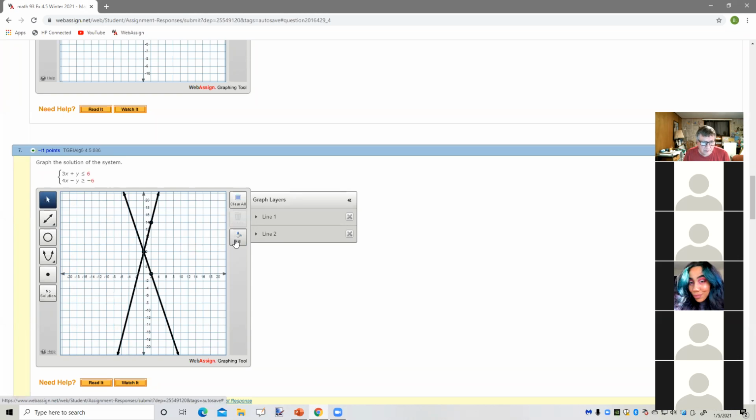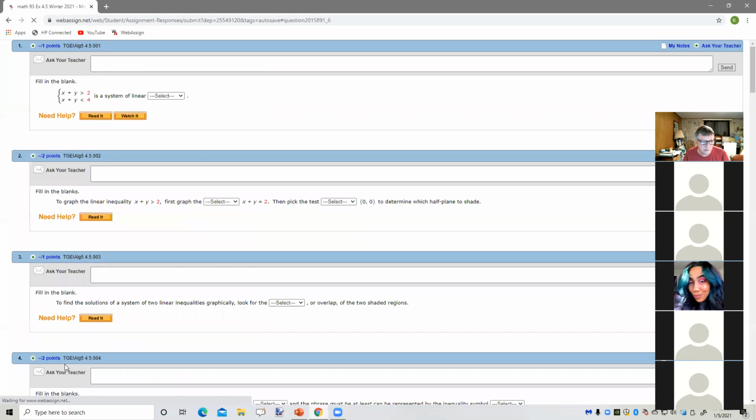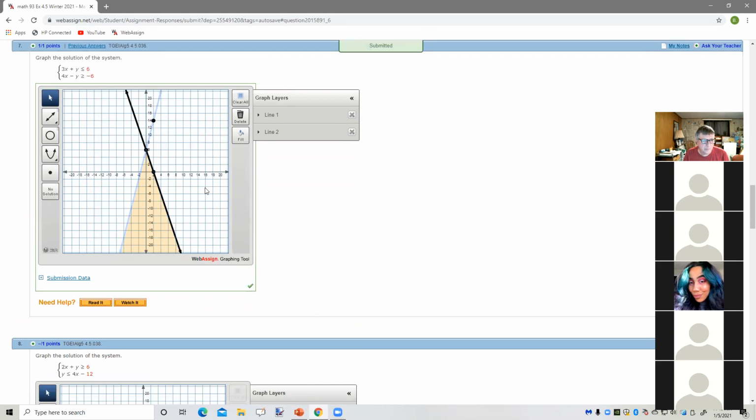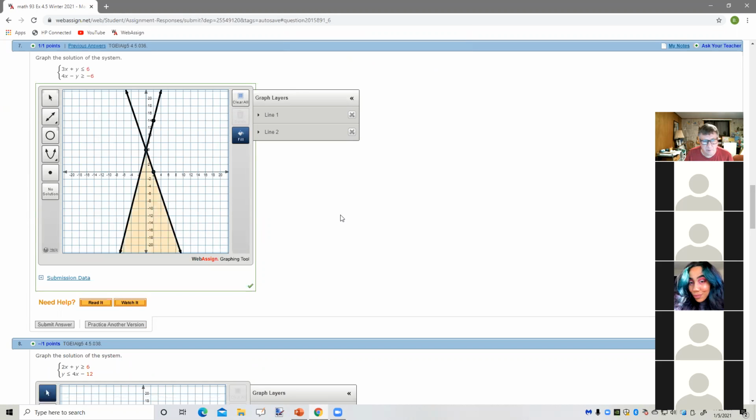Now recall that for the first one, the 3x plus y, it was shaded below this line. Now, for this one, it's shaded here and here. So the intersection would be down there. Does that make sense? All right, let's submit it and see what's going on there. And there you go. I guess after I clicked it, it changed things, but anyway, there's the solution. All right with that?